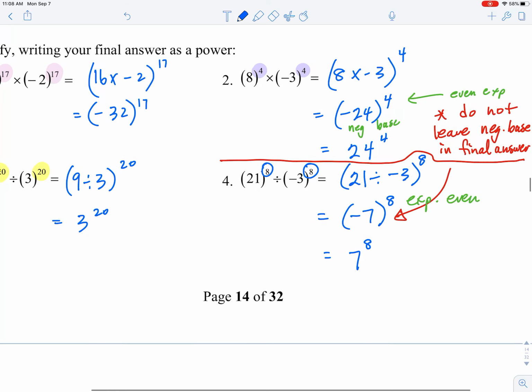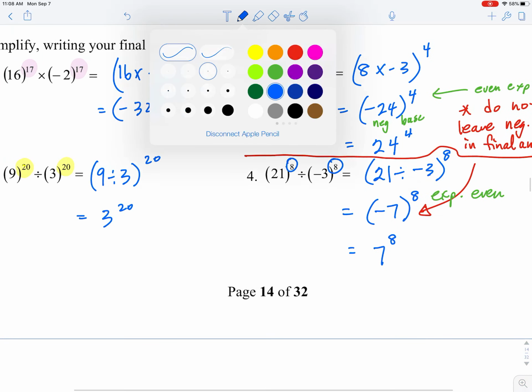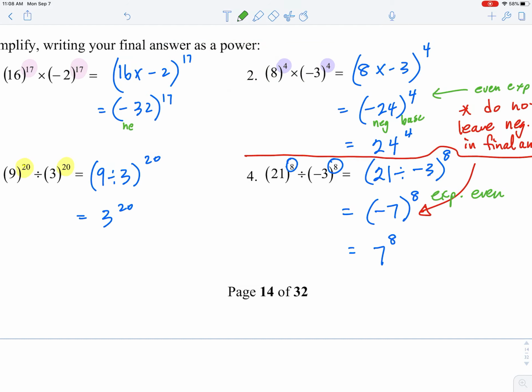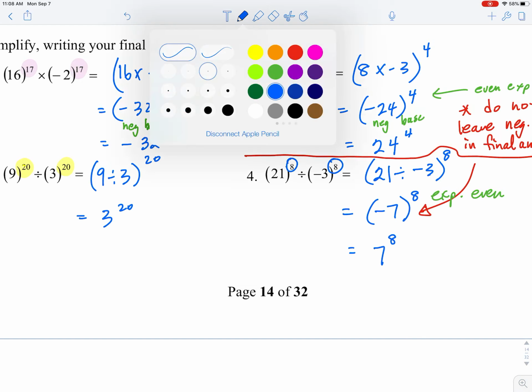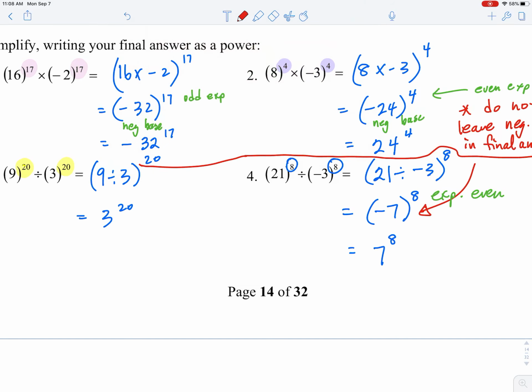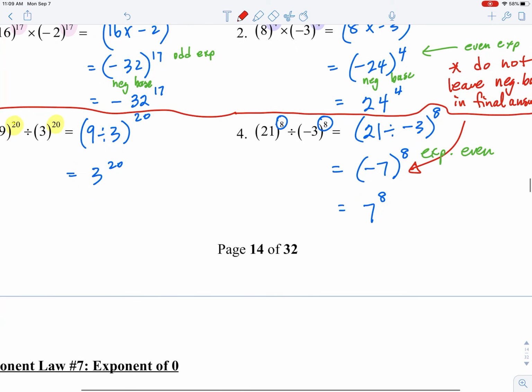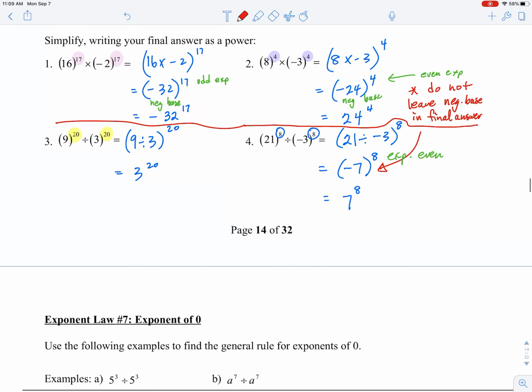Oh, I missed number 1. 1 also has a negative base, and here we have an odd exponent. So that means our final answer is going to be negative 32 to the 17. So we can't leave a negative base in our final answer. Super important.